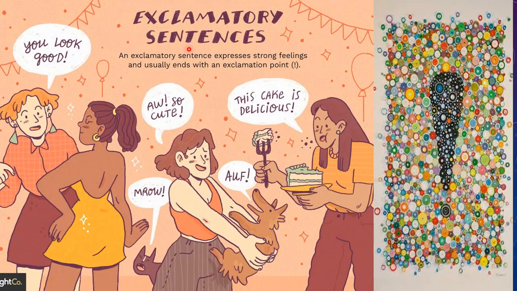What is an exclamatory sentence? An exclamatory sentence expresses strong feelings and usually ends with an exclamation point, like sudden surprise, ah, wow, to show delight. You can see a few examples which I have given you here, and it ends with an exclamation mark, which is this. So keep this punctuation mark in your mind.